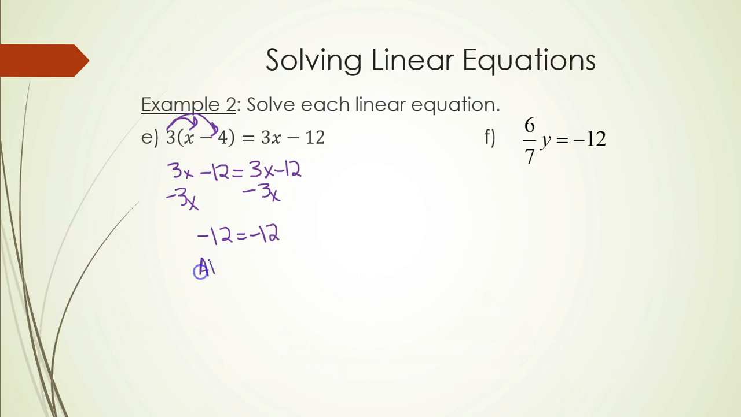Once again, this is a special case because the variables all canceled out, leaving you with negative 12 equals negative 12. But this time, we get something that is always true. So the solution for this equation has to be all real numbers. Anything will work.